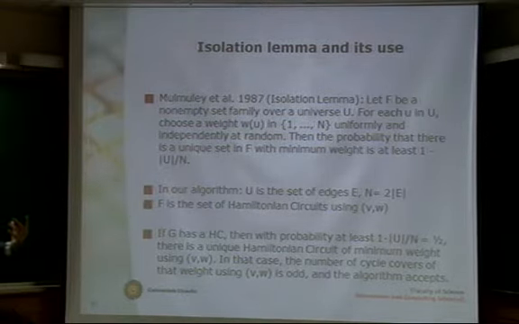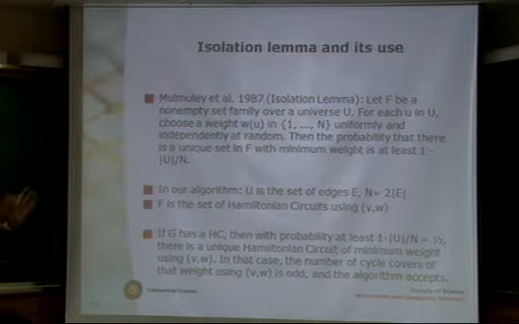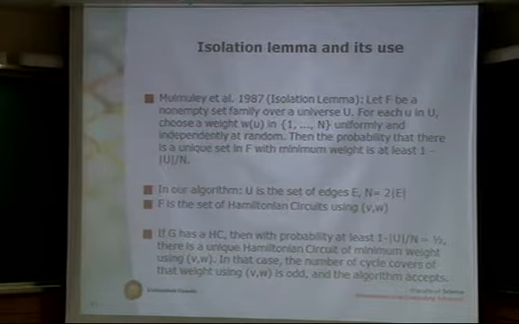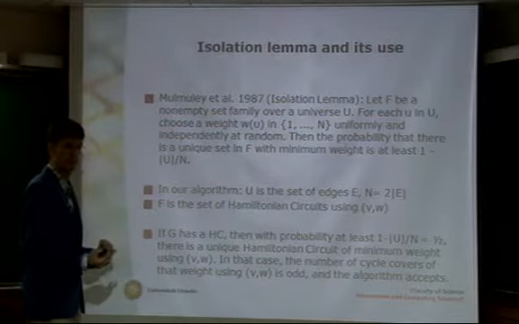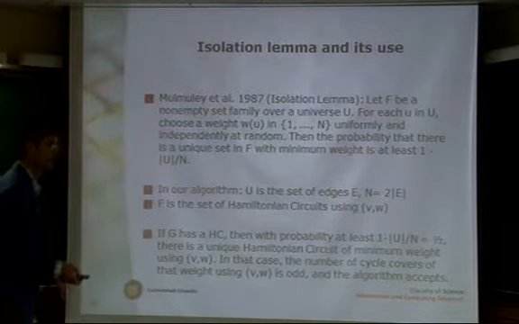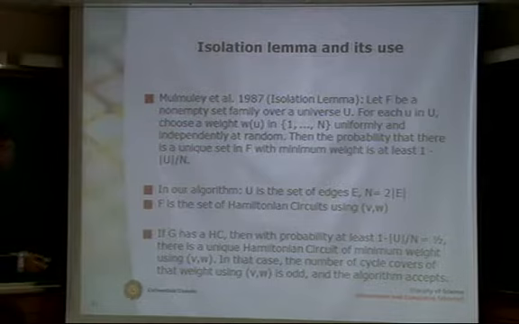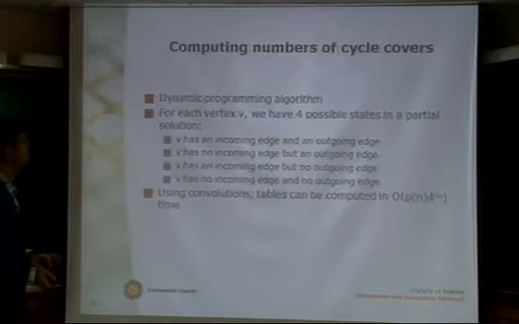If there is a unique one of minimum weight, then the number of cycle covers using that weight is odd, because I only count this unique Hamiltonian cycle once, and all the cycle covers which use 2 or more cycles, I count an even number of times. So I have with probability at least 1/2 a unique one, an odd total number.